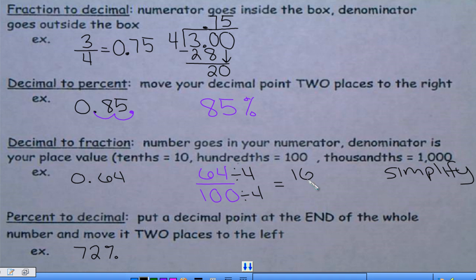16. So 16's in our numerator. What's 100 divided by 4? Think money. Catalina? 25. So 64 hundredths as a decimal becomes 16 25ths as a fraction.